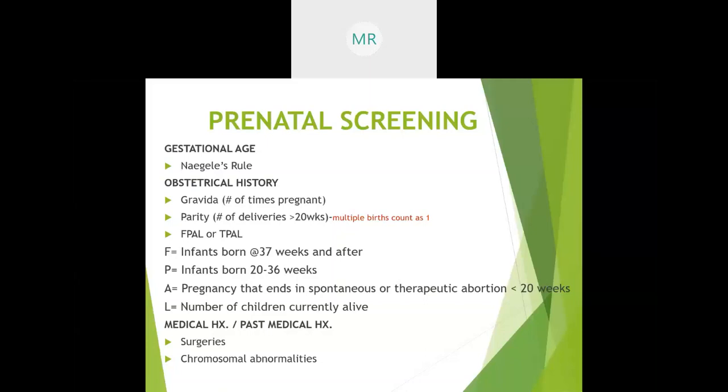So again, to repeat the GYN history, going over the medical history and past medical history, with the surgeries and chromosomal abnormalities, we're talking about last PAP, whether abnormal or normal, prior infections or STDs, previous surgery, menarche, whether periods are regular, duration, dysmenorrhea, and contraception. We were talking about contraception, that's so important.